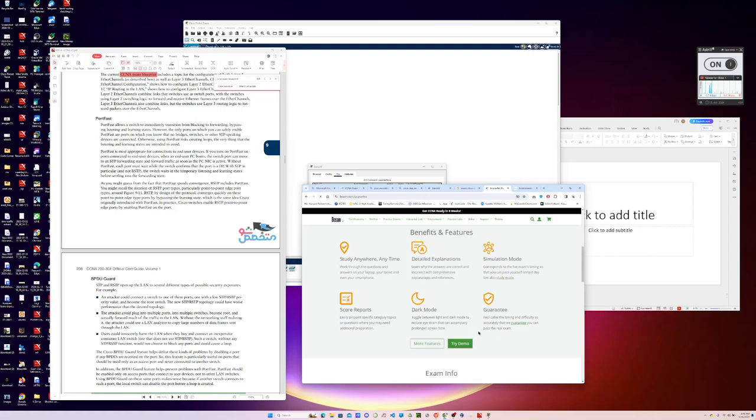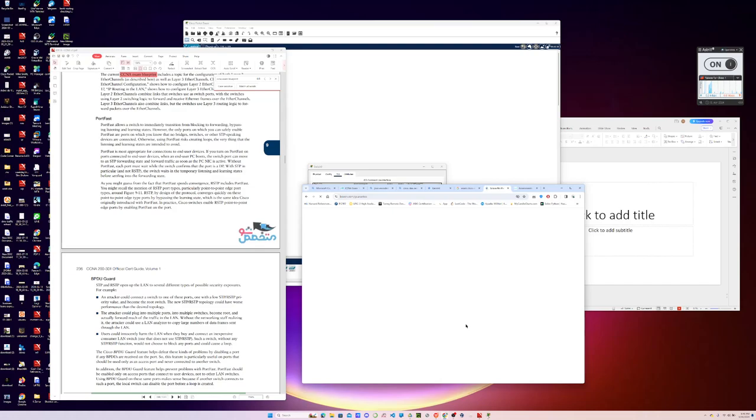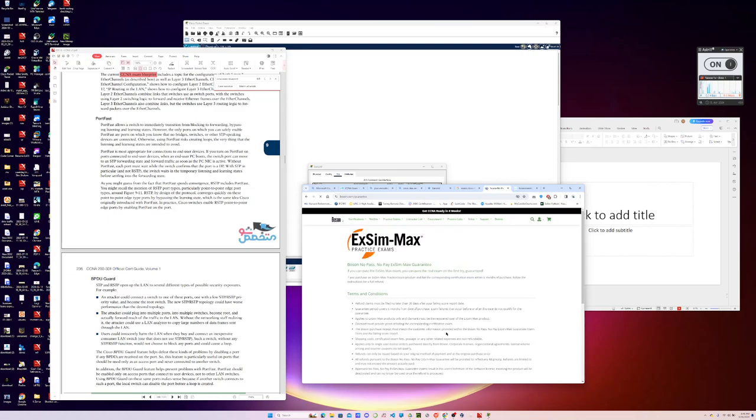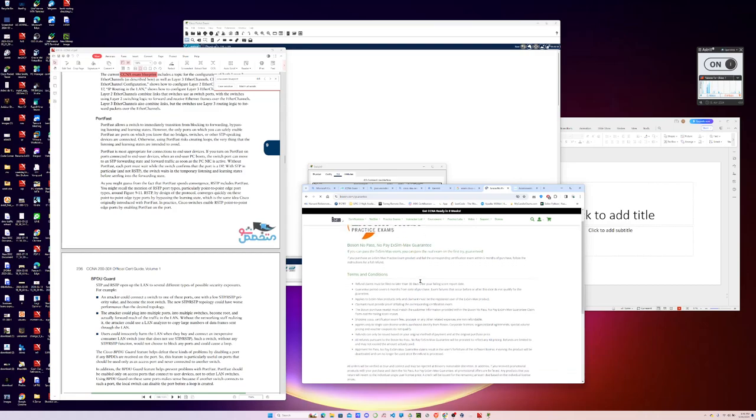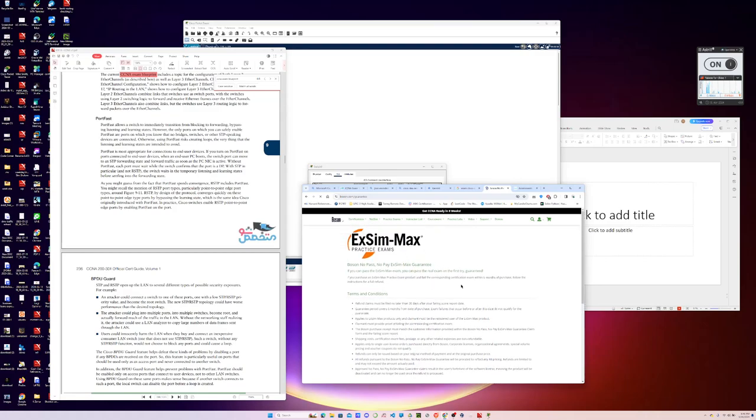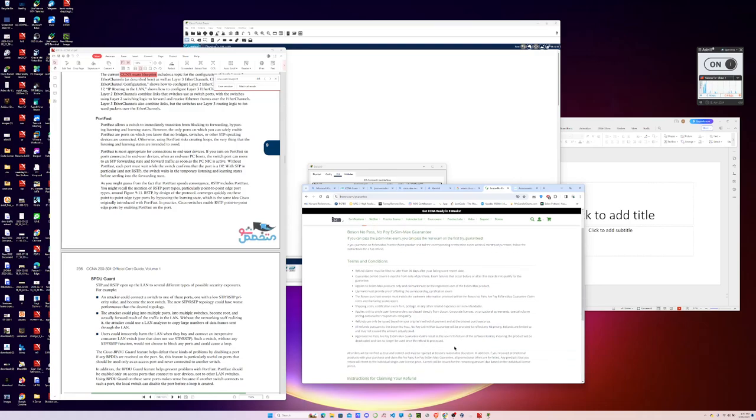That is worth it, if you take on something and you really want a job. What is this coming from? Boson. If you can pass the XSim Max exam, you can pass the real exam on the first try, guaranteed. If you purchase the XSim practice exam product and fail the corresponding certification exam within 6 months of purchase, follow the instructions for a full refund. It's only $99. It's only $100. What they're telling you is they guarantee you, or you have to pay $1,000 for the real certificate anyway.